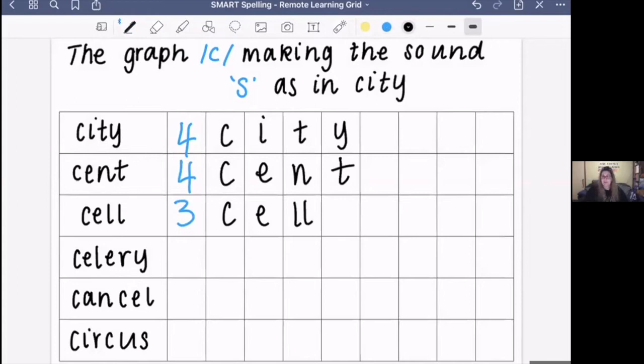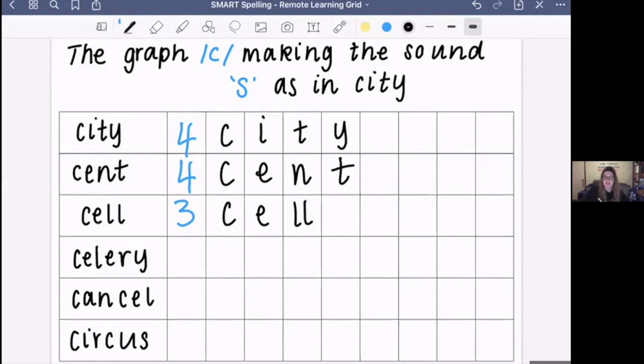Can you please spell the word cell back to me the same way that I spelled it to you? I'll say it again so you can remember how it sounds. C-E-L-L. Your turn. Brilliant job. Our next word is celery.